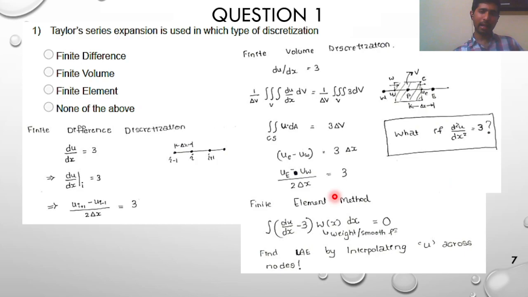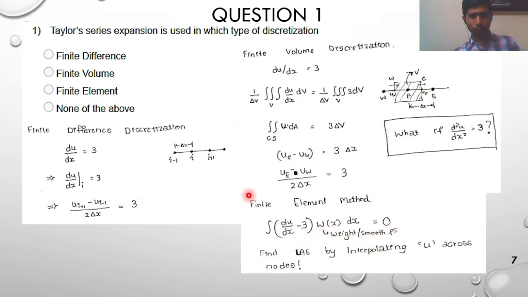Now in the finite element method also a similar approach is used. I will not go into the details of this, because there is a lengthier derivation here. It's just that you do the integral again over this element, they call it an element in the finite element method, and you should see that the integral of ∂u/∂x minus 3 with a weighting function should go to 0. Now you have to find the weighting function by doing the interpolation of this so that it goes to 0.